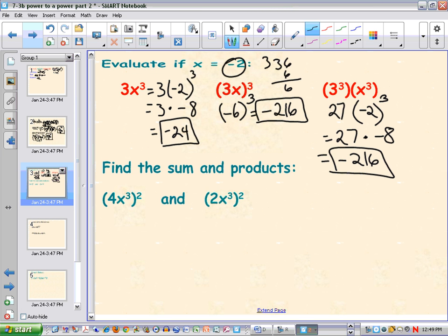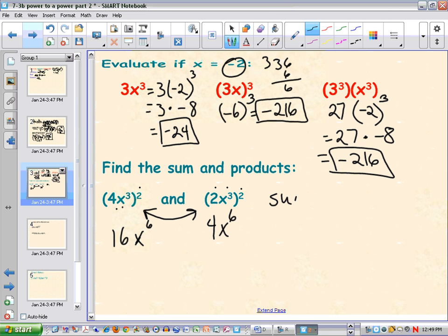All right, down at the bottom. It says find the sum and the products. So let's add these two guys together. Before we do that, let's simplify each one. So we've got 4x cubed and then squared. We know the square applies to both factors in parentheses. So 4 squared, 16. X cubed squared, power to a power, multiply. So the other guy, the square applies to both in parentheses. 2 squared, 4. X cubed squared, x to the 6th, power to a power.